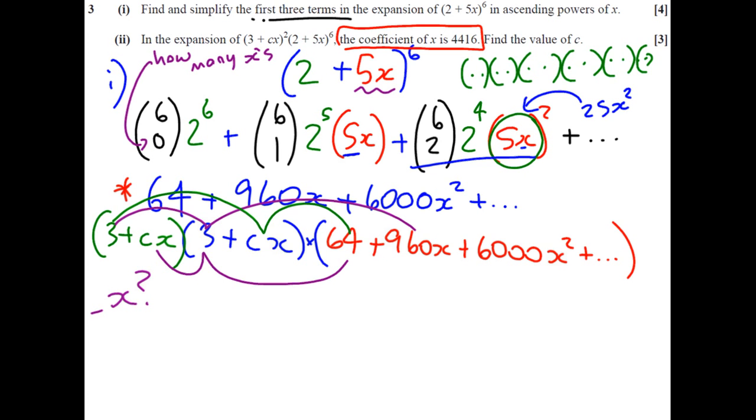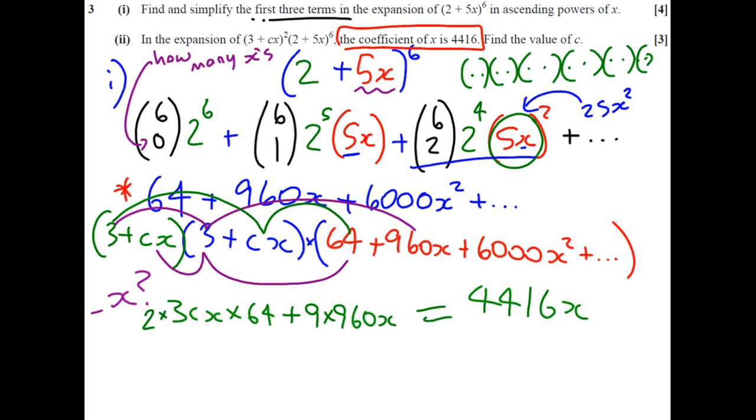We know that when we simplify them, we get 4,416 of them. So what we just showed in the expansion of the brackets, the first one is going to be 3cx times 64. The next one is going to be 9 times 960x. The next one is going to be 3cx times 64 again. So in fact, we can just do 2 of the first one because they're the same.